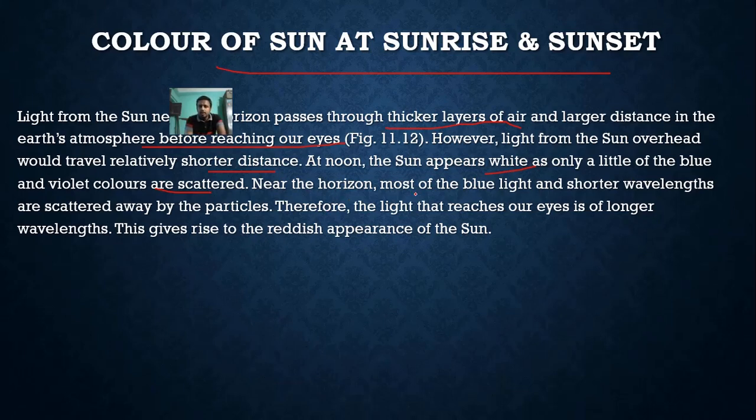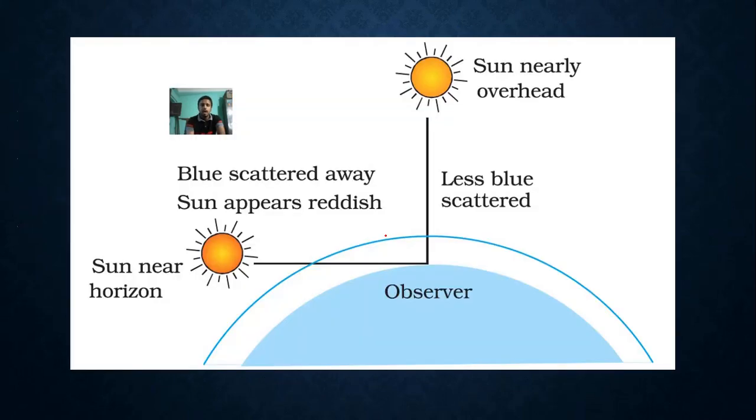Near the horizon, most of the blue light and shorter wavelengths are scattered away by the particles. Therefore, the light that reaches our eyes is of longer wavelength, and in this case it is red. This gives rise to the reddish appearance of the sun. And here it is not a bluish appearance, because the red's wavelength is much greater, 1.8 times greater to be exact, than the blue. So here it gives a reddish appearance to the sun and not a bluish appearance.